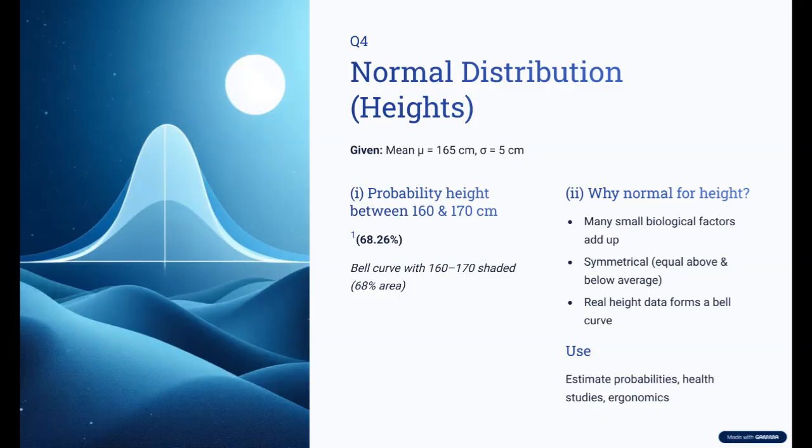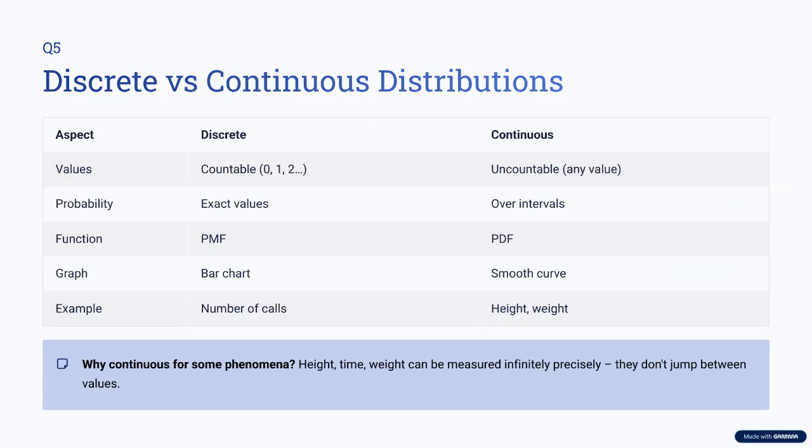Diagram. Draw a bell curve. Mark the mean 165, then 160 and 170, and shade the area between them. That shaded area is 68.26% of the total area under the curve.